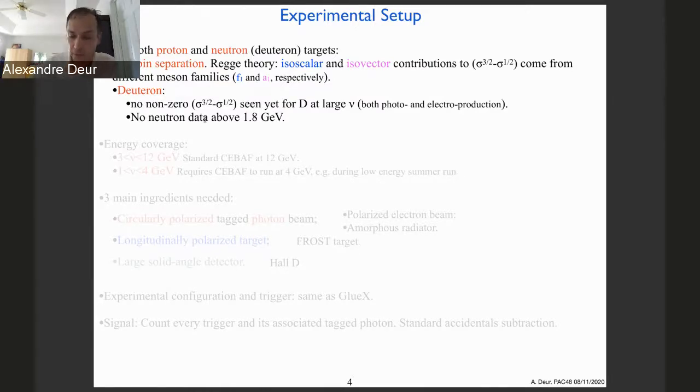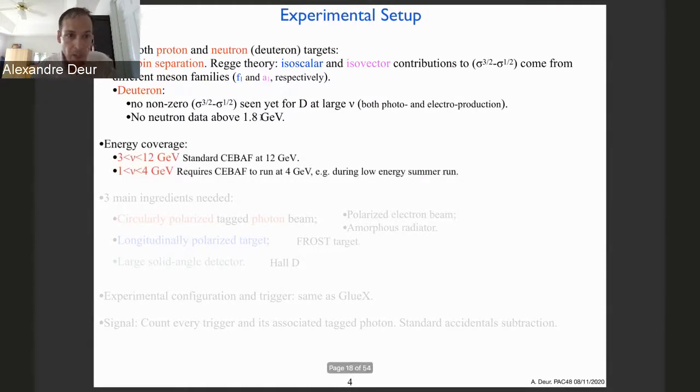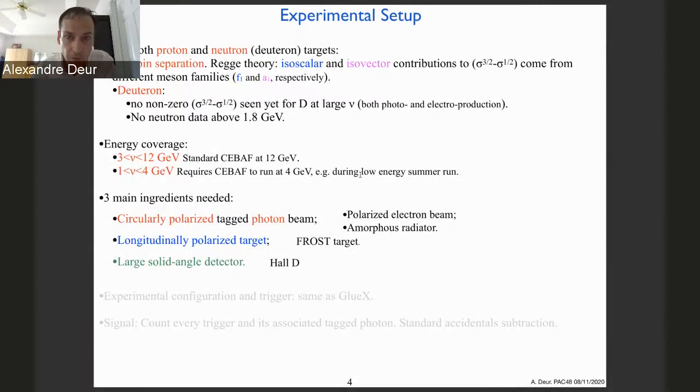And as you saw also, the neutron data are restricted to a fairly low energy range. The energy coverage for the experiment would be between 3 to 12 GeV for the photon energy using the standard CEBAF beam of 12 GeV. But it's also desirable to have a run covering a lower energy range. And that would require CEBAF to run at low energy, as has been done before, for example, during low energy summer runs. So there are three ingredients that are needed for doing the experiment.